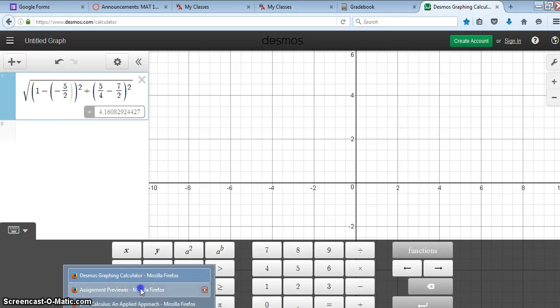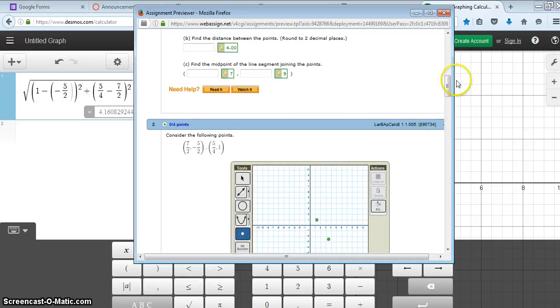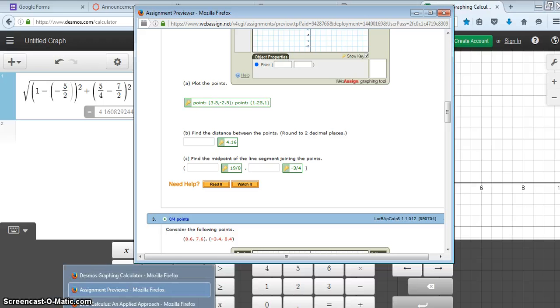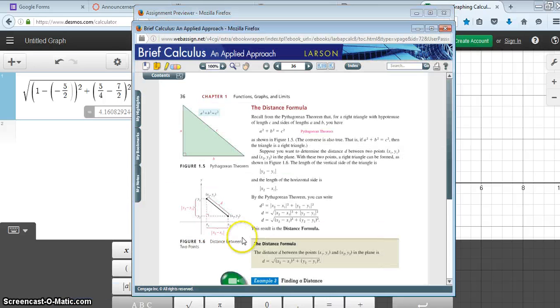And I believe mine has answers on it. 4.16. Right? So we're just using that distance formula that's found on page 36. Subtract your x values, subtract your y values, square both of them, then add them together and take the square root.